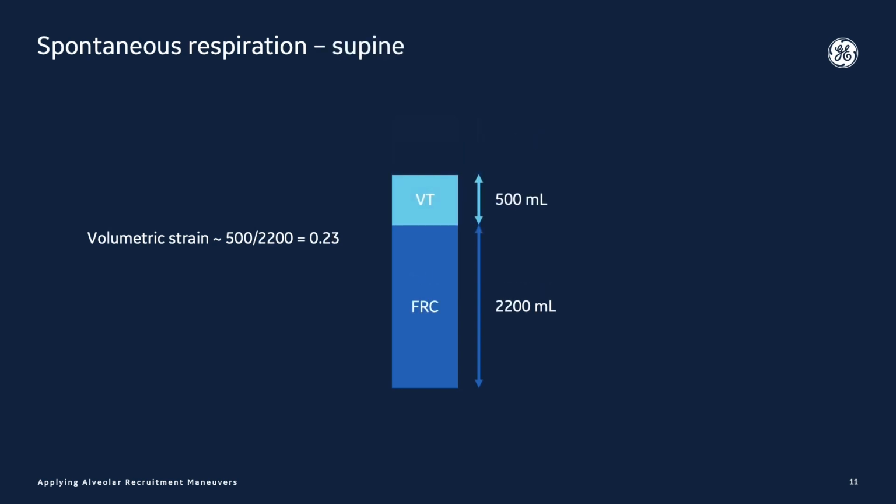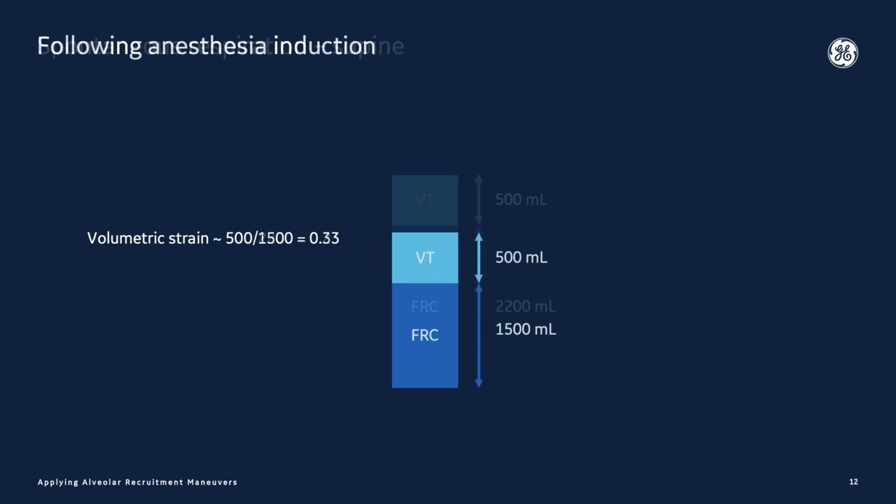Once an individual moves from the upright to the supine position, we see an immediate reduction in FRC, such that the volumetric strain for the same tidal volume is now at 23%. Following anesthesia induction, there's further reduction in FRC, so that we now have a volumetric strain of about 33%. A significant increase from the baseline state.